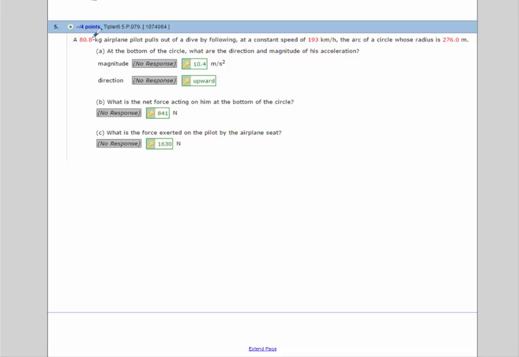This is an 80.8 kilogram airplane that pulls out of a dive by following a circular arc at a constant speed of 193 kilometers per hour. The arc is, okay, at the bottom of the circle. So all you want to do in a problem like this is draw yourself a simple circle, and you have a plane down here at the bottom. Now if you draw a free body diagram of the plane at the bottom, what you will have will be this.